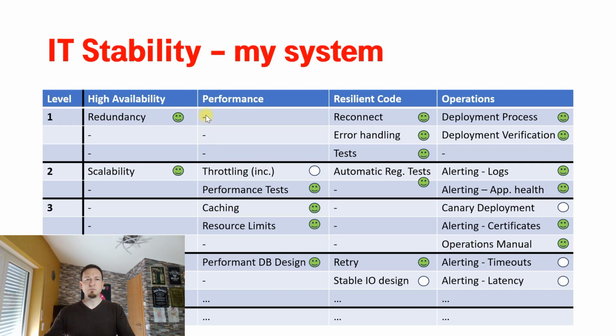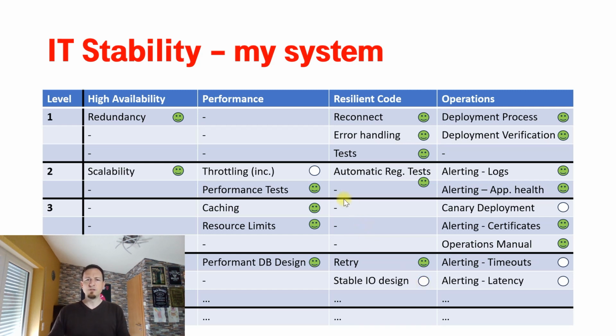And then we have those smileys which tell you, let's have a look in the resilient code category, reconnect, we have a green smiley, that means in my system it's implemented, error handling implemented, tests, automation of tests, retry is even implemented, but stable I/O design, we didn't implement it, because we don't have file access and so on, but that's also a way how to deal with it, that some requirements are not applicable for your application.